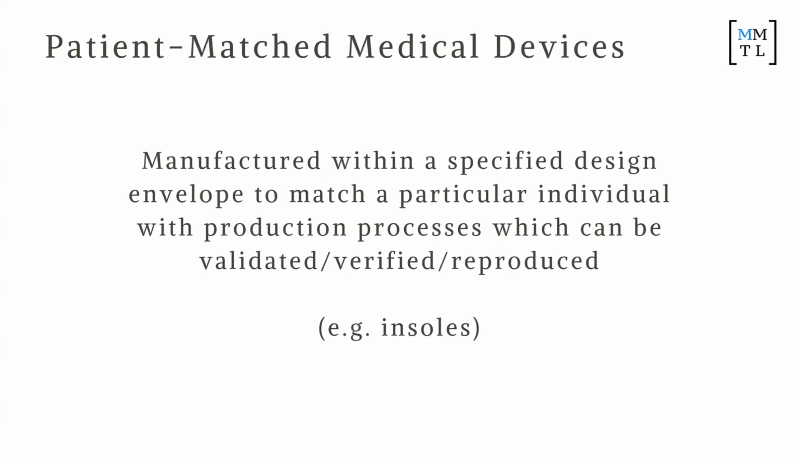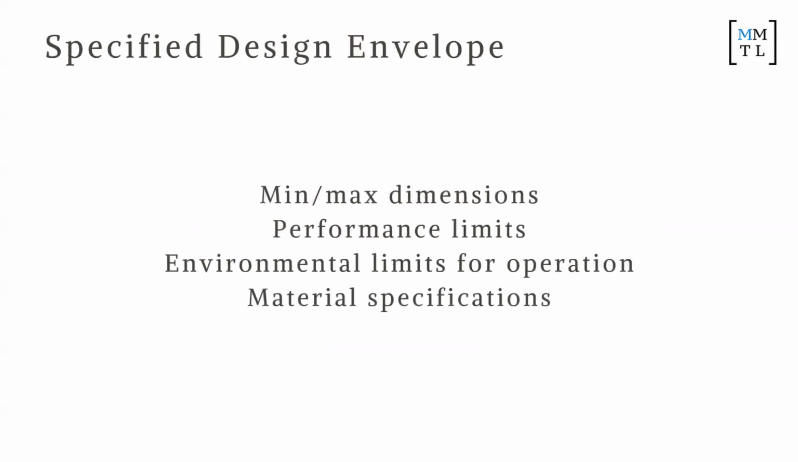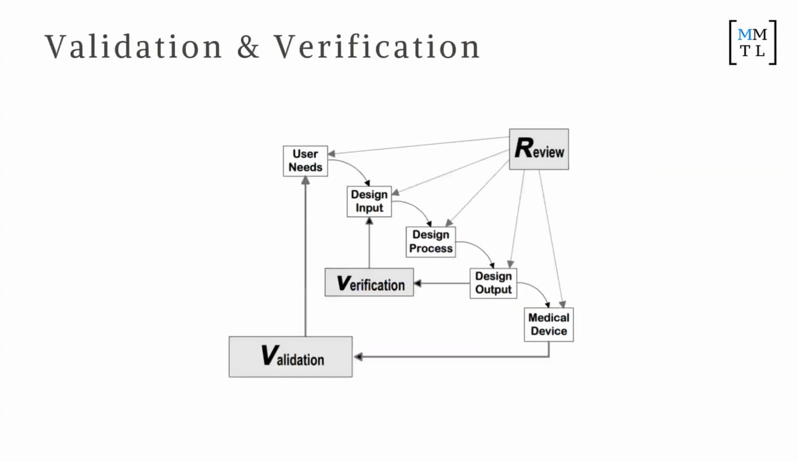A lot of 3D printed things are designed to match a specific person. So does it match a particular person? If it does, then it could be a patient-matched medical device. And then the final part is that you have a production process which can be validated, verified and reproduced. So what exactly does that mean? This process here is essentially the design process for a medical device.